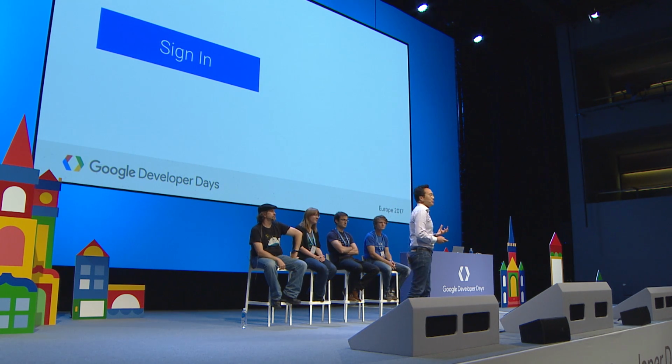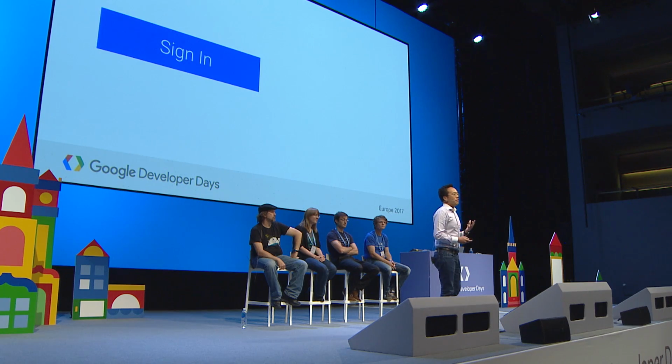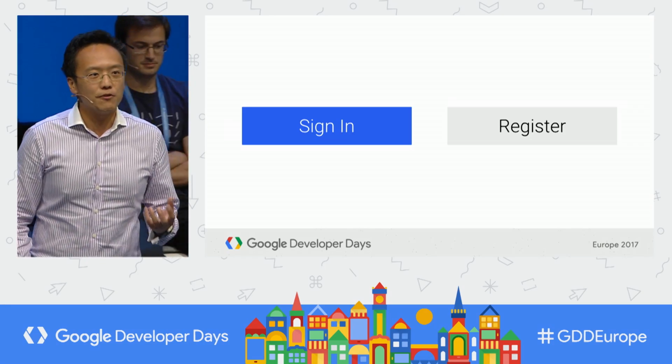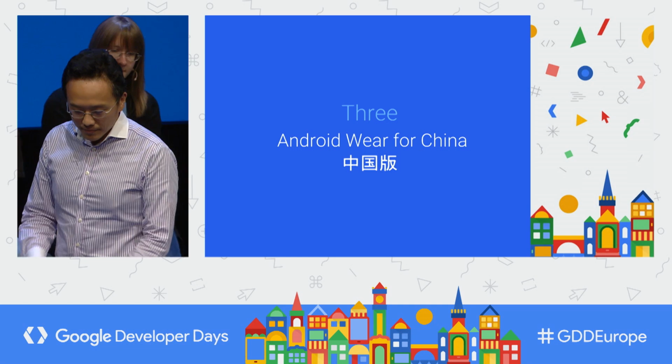So what we will encourage you to do as you build an OAuth experience is also put in a register button, so that you can enable users that's coming in via other form factors, be it Android Wear, be it Android TV, to actually register for your service the very first time that they're logging in.